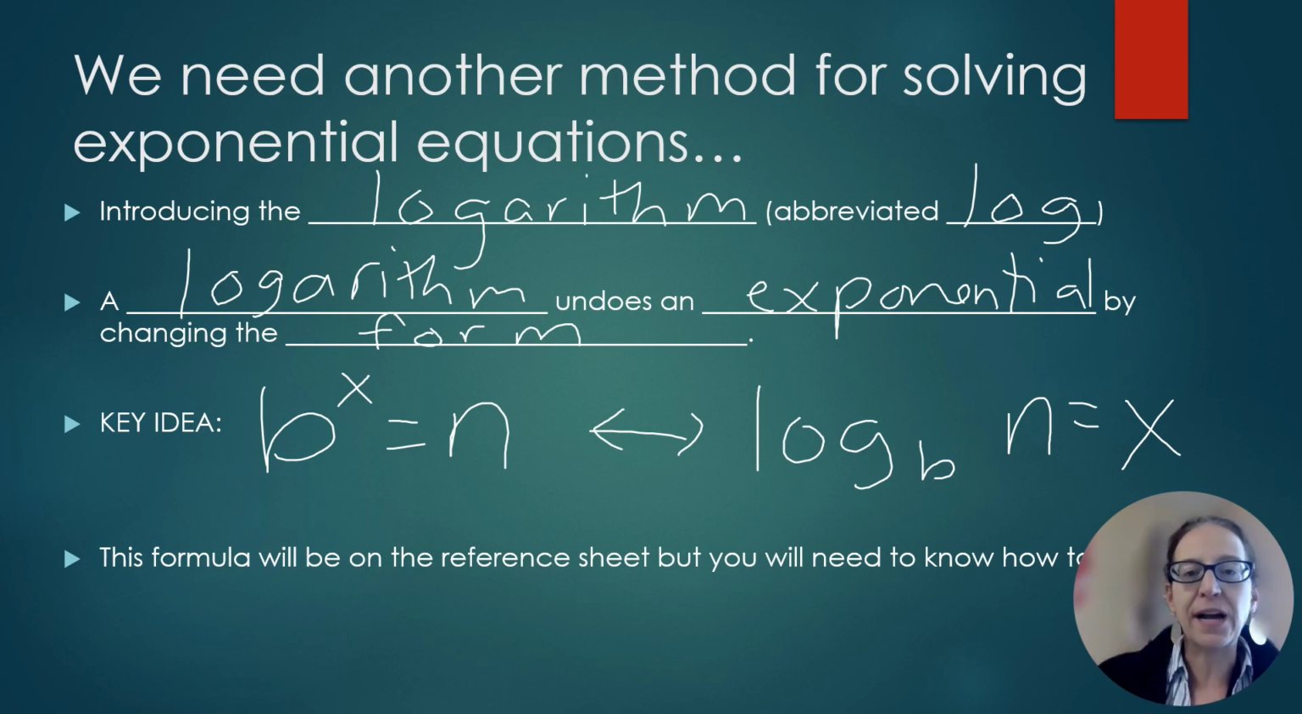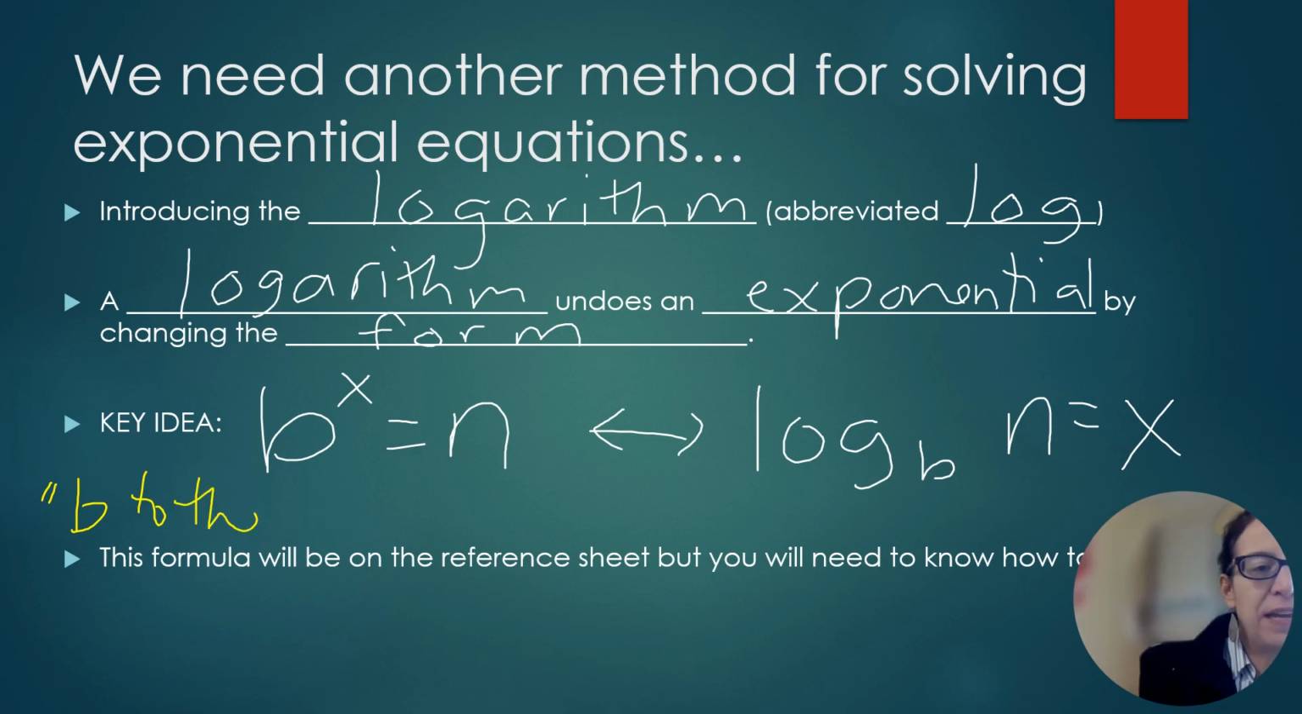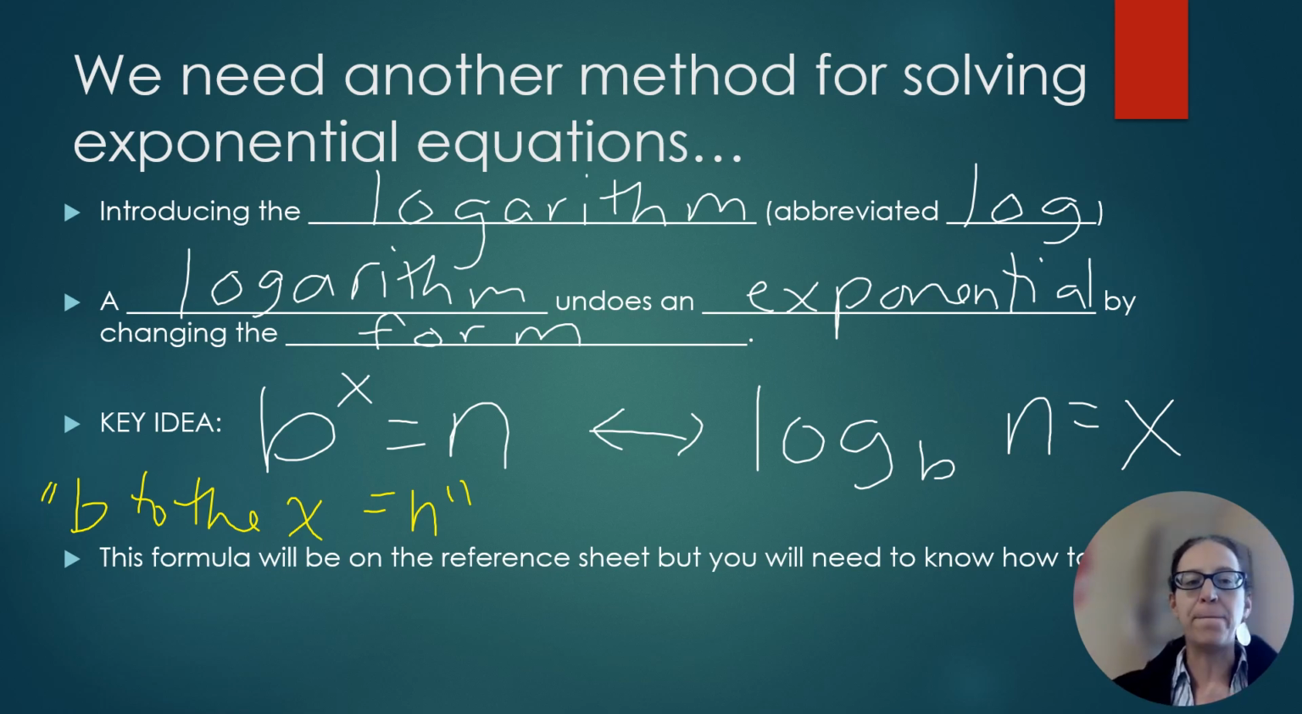But I do want to emphasize how we say this out loud, because a lot of times I'll hear students just kind of whip through this. So on the left, the way we would say that is b to the x equals n. Okay, that's how you would say it. So you don't say bx, you say b to the x is equal to n. On the right-hand side, I will often have students say log bn. Okay, that is not specific enough.